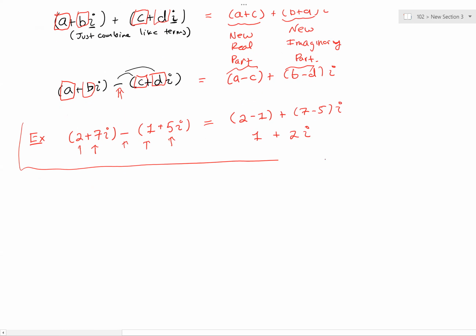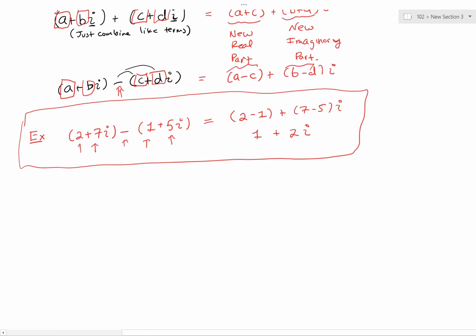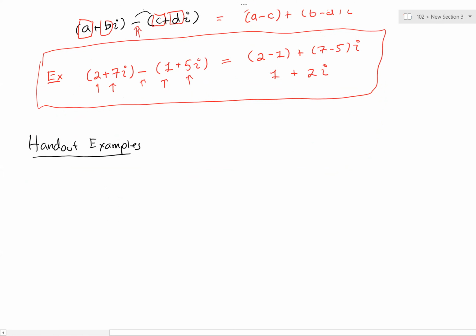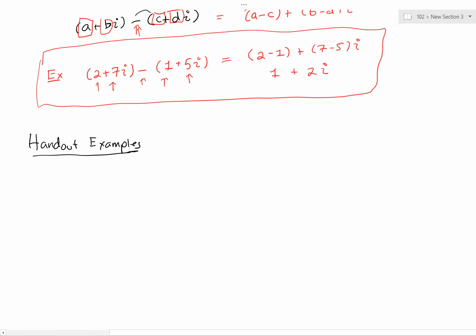I will do the examples on the handout now, just so we have a couple of additional examples, but not much to it, right? So let's look at the handout examples. I only have a couple of them because I think this just relies on previous knowledge of combining like terms. So on the handout, I have the following two examples. This is numbers 5 and 6.